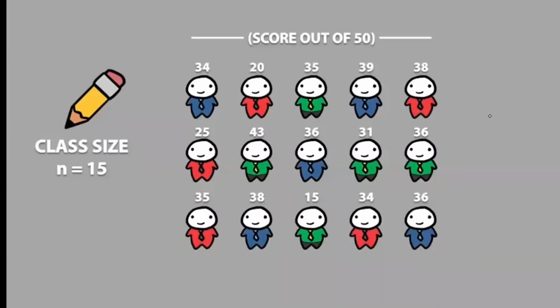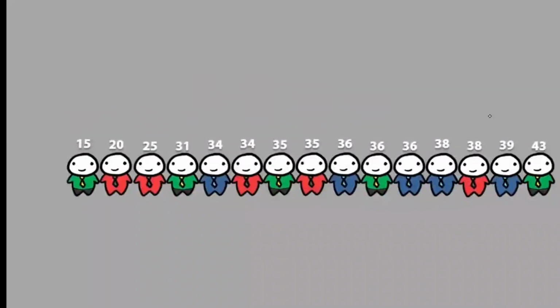Total 15 students are there, and out of 50, these are the scores they have got. 15 students and out of 50, these are the marks. Now, first you are going to arrange them in order. Okay, in this order you have made.